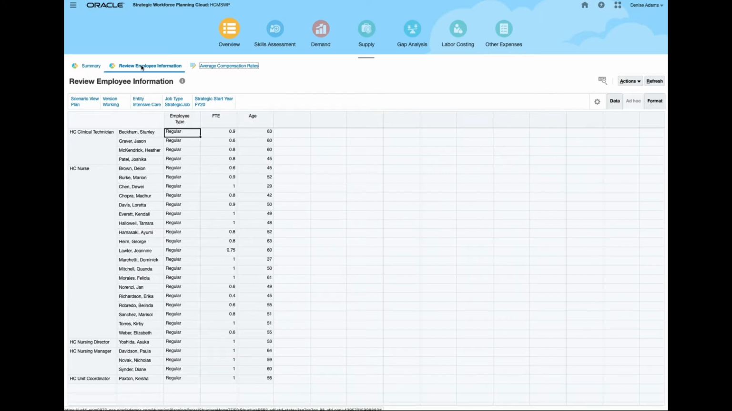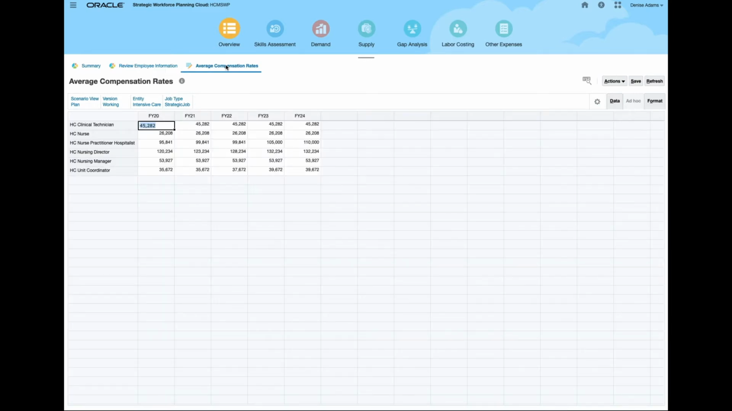The critical information really here is around, first of all, the full-time equivalency and the age of the staff member. I don't need to know a great deal of detail in order to do this, really just who is in which job type. Their age clearly is very important when we're doing age-based attrition, and then their contribution to the full-time equivalency. If I have access to some average compensation information, I can start to bring that in.